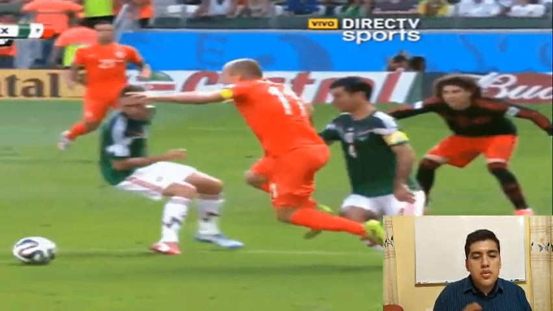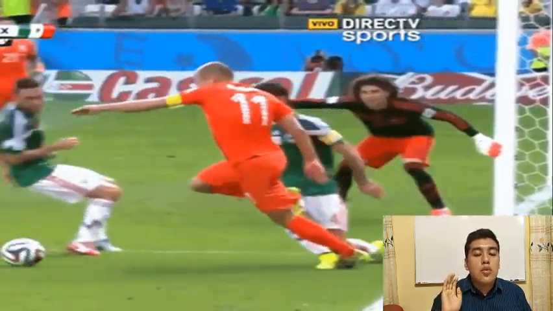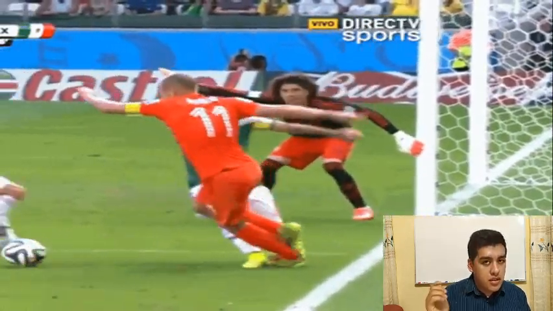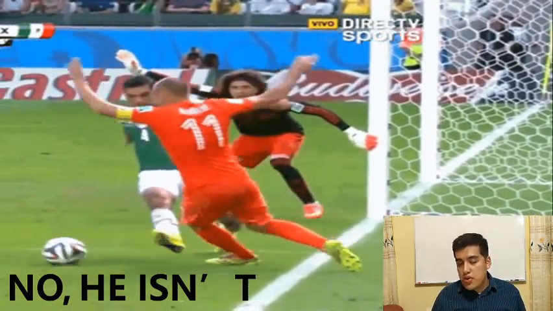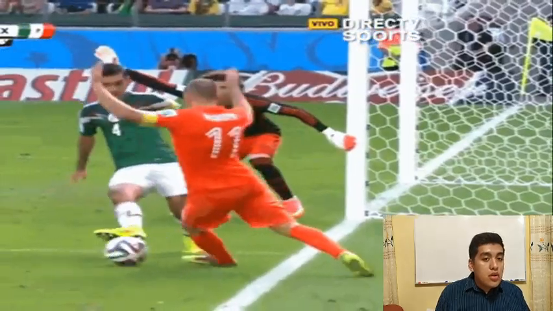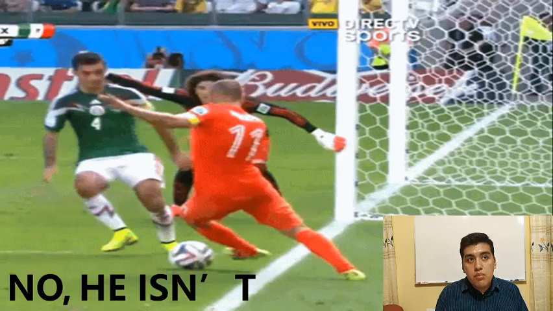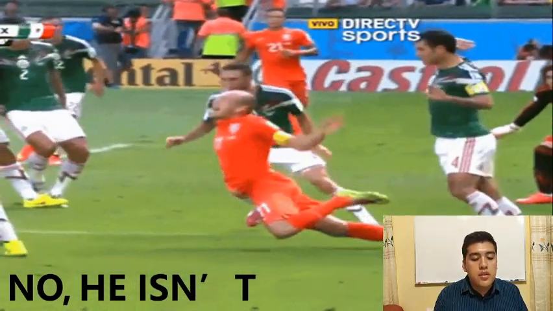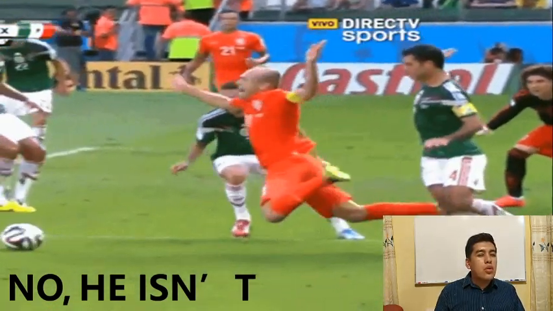Just look at the GIF. He is not doing that. He is not hitting Arjen Robben. That's why we need to say the complete and correct answer: No, he isn't. Is Rafa Marquez hitting Arjen Robben? Again, no, he isn't. That is the formal way to answer this yes or no question, because they are only asking you to answer yes or no.